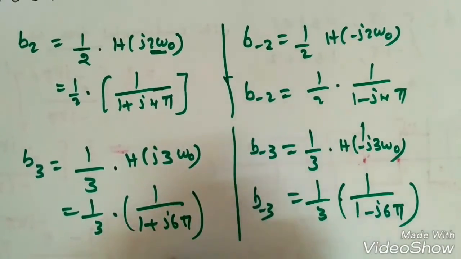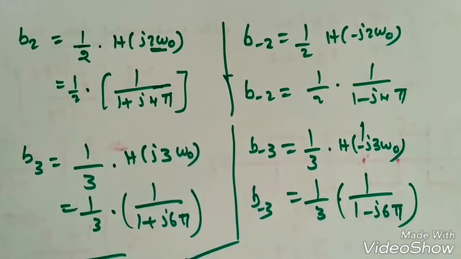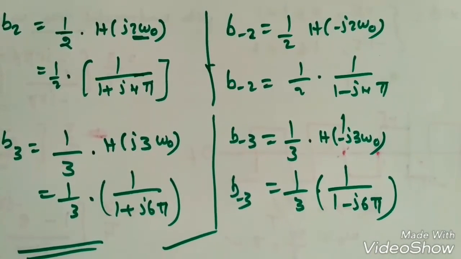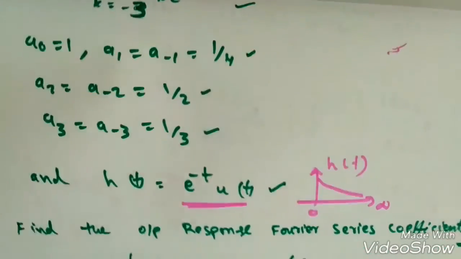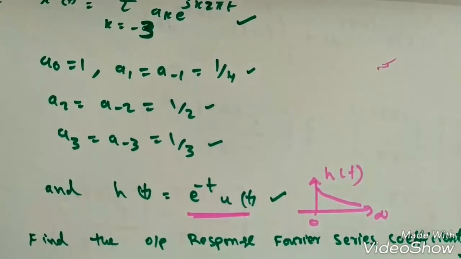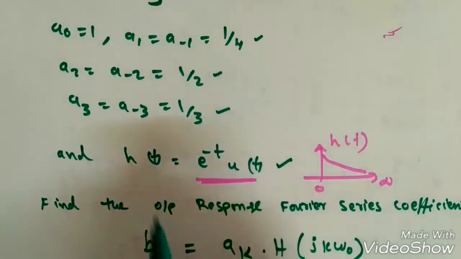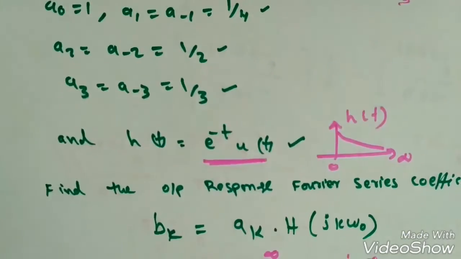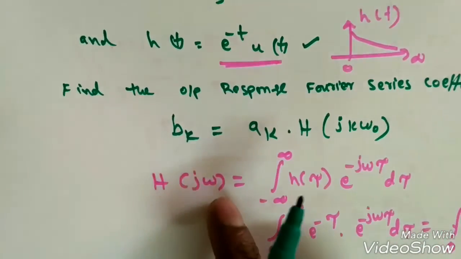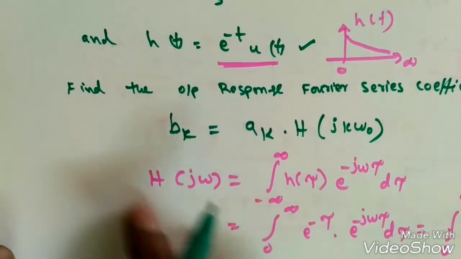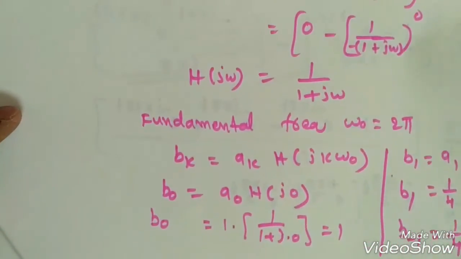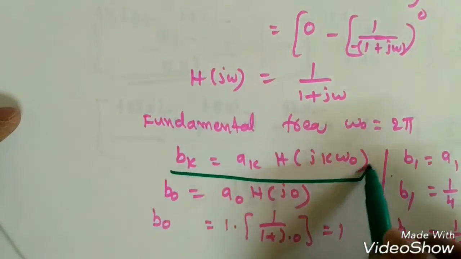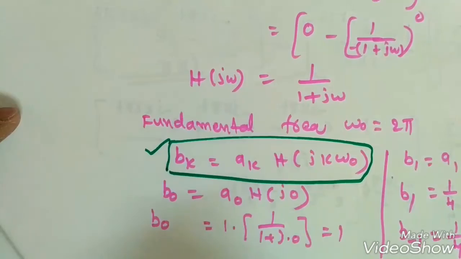Right? Now if they want to find all the Fourier coefficients, it's a lengthy procedure. So in the GATE exam, they may ask for one output Fourier coefficient, either b0, bk, b1, b minus 2, etc. So what we need to find? First we need to find the H of j omega. In the exam, they may give H of j omega also. So by this equation, we need to find the output Fourier series coefficients.